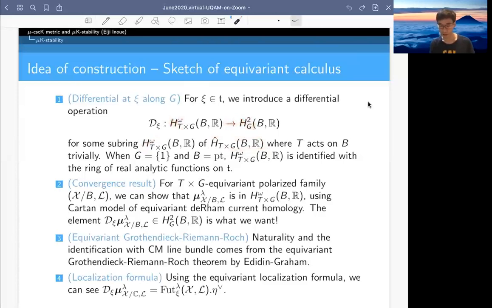where T acts on B trivially. Since T acts on B trivially, we can decompose this as this T dual tensor with H hat G.